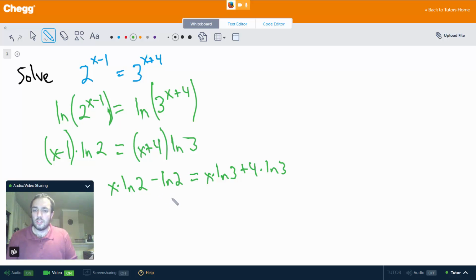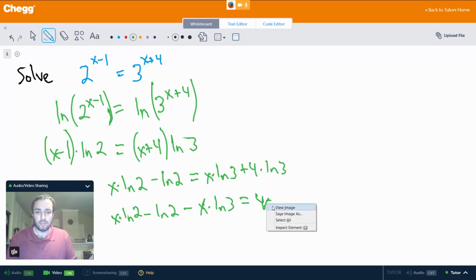Okay, so now this is a little bit better because the x's are no longer stuck inside of parentheses, and that's really good for us. So now let's put everything with an x on one side of the equation, everything without an x on the other side. So we say x times natural log of 2, and then minus natural log of 2, and then we're going to take this x ln 3 and subtract that from both sides. So we get minus x times the natural log of 3. And then over here we still have 4 times the natural log of 3.